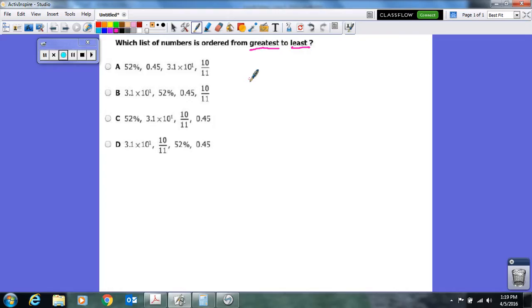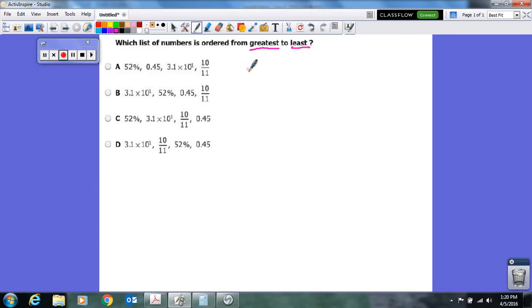If I'm solving this problem, my advice would be to turn every single one of these into a decimal and then compare them. Find the greatest, and the next greatest, and the next greatest, and the next greatest, and we have our answer. So let's go ahead and convert each of these values to a decimal, and then we'll compare them. The first thing we have is 52%, which appears in every single answer.